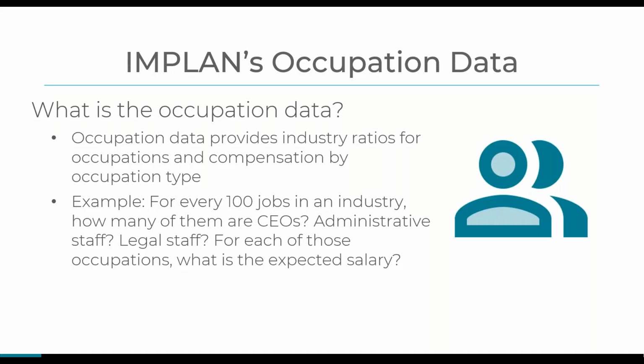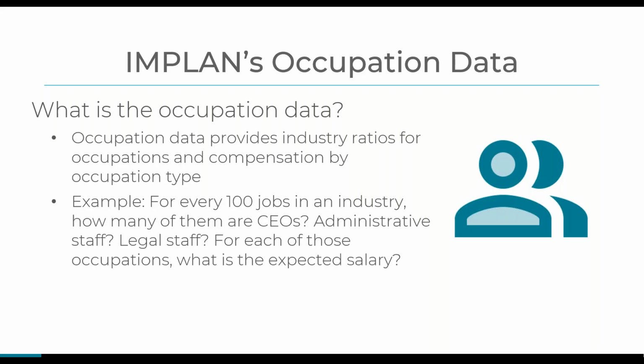Ratios come in the form of occupations per employment and then compensation per occupation. So with those ratios, one can answer questions like, for every 100 jobs in an industry, how many of those jobs belong to CEOs or administrative staff or legal staff? If our occupation ratios, for example, were 0.01 for CEOs and 0.1 for administrative staff respectively, multiplying those figures out by 100 jobs would produce results that say, in this industry that you're looking at, there will be 1 CEO and 10 administrative staff.